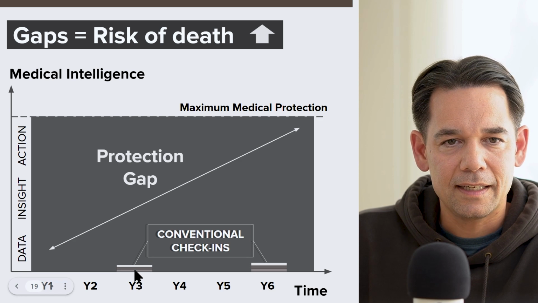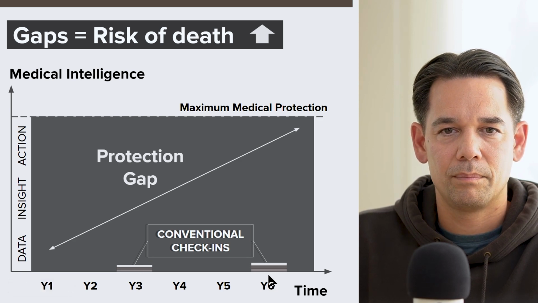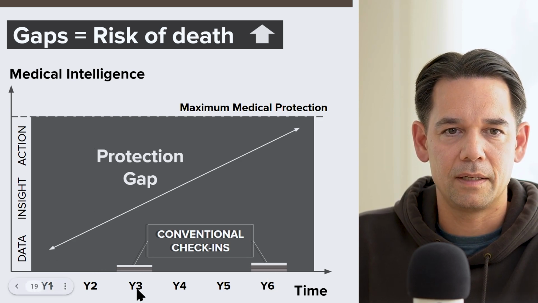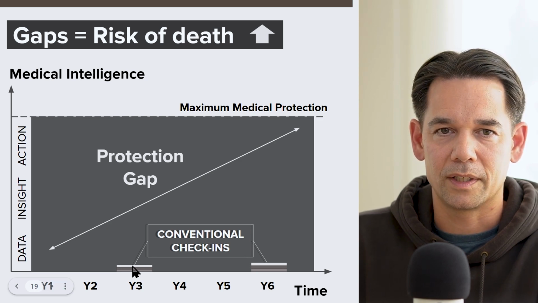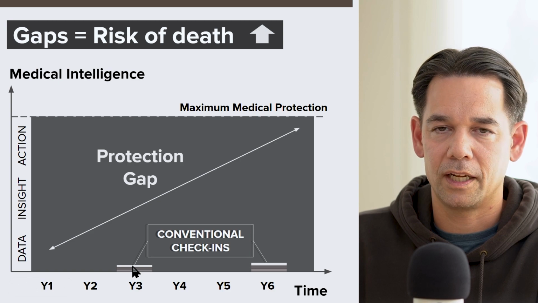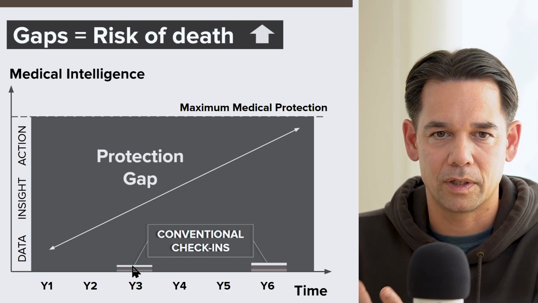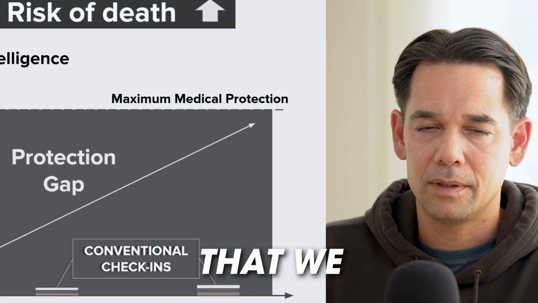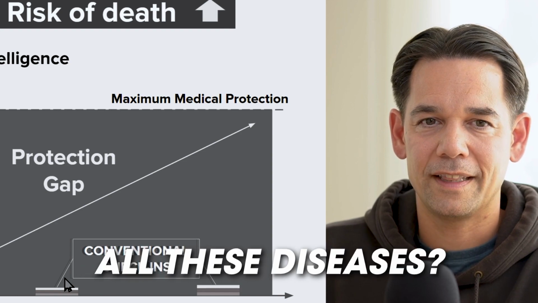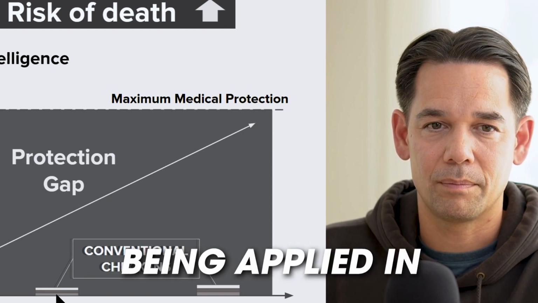Now the problem is, here's your protection gap if you do that. You get that little piece and you get that little piece. But what about that piece and that piece? And what about in year 3 when you get this checkup? What about doing a full body MRI? What about getting genomic data points? What about 10 billion genomic data points in a liquid biopsy for cancer detection? What about all the modern tools that we have to intercept all these diseases at an early stage? They are not being applied in standard of care.